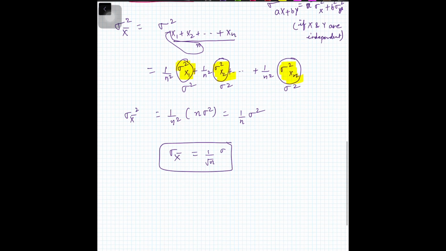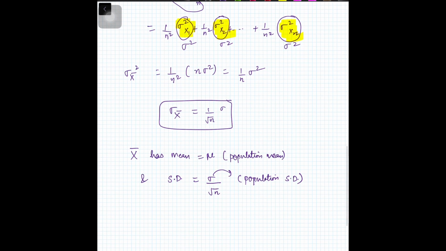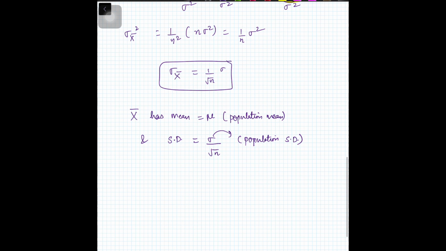So we saw that x bar has mean equal to mu, which was the population mean, and standard deviation equal to sigma over square root of n, where sigma was the population standard deviation, right? And then we also have a property which is called reproductive property for normal distribution. Okay, so let me write it down.